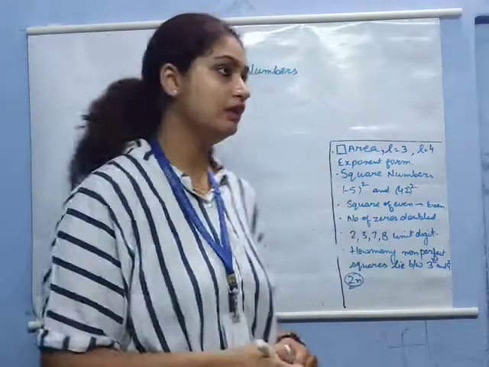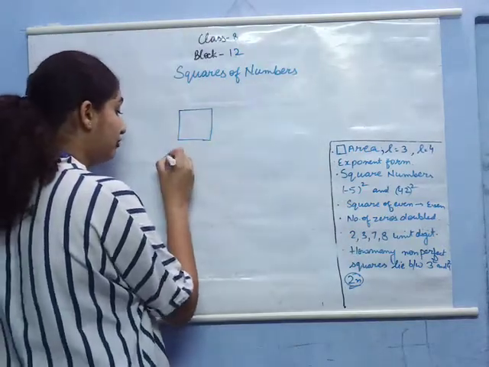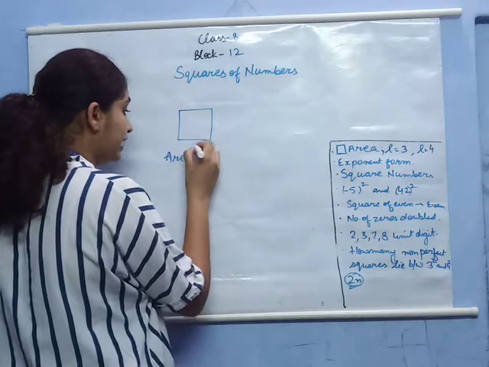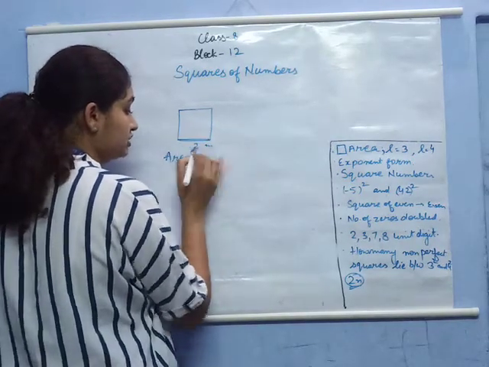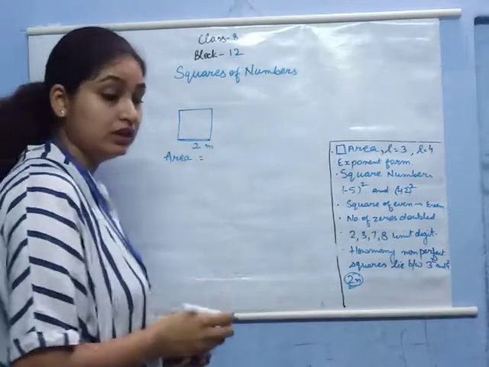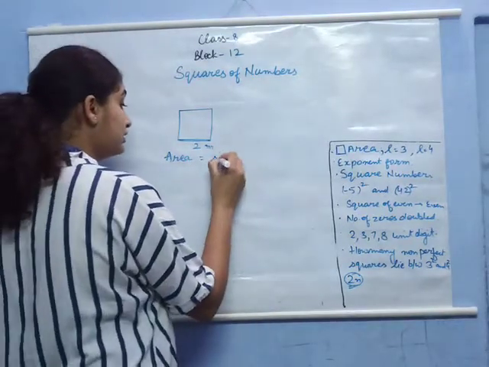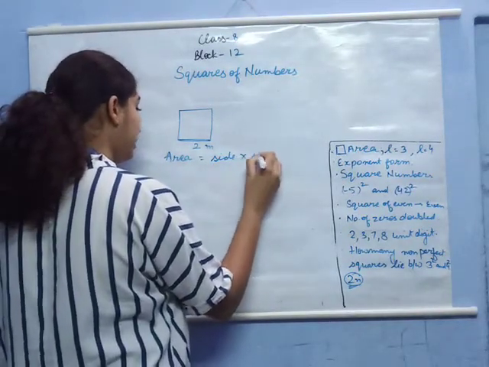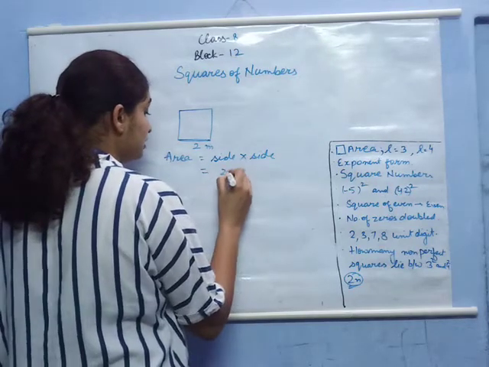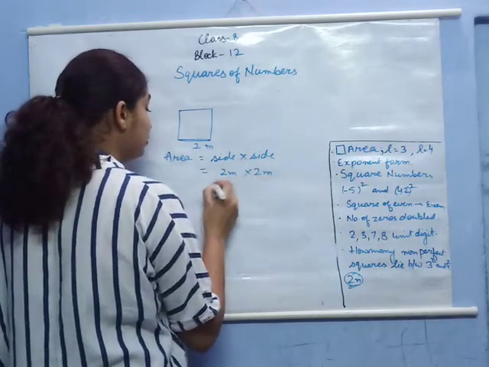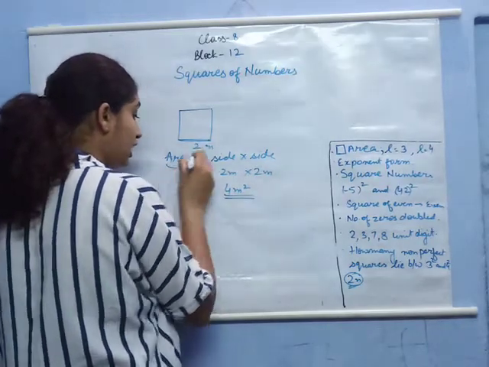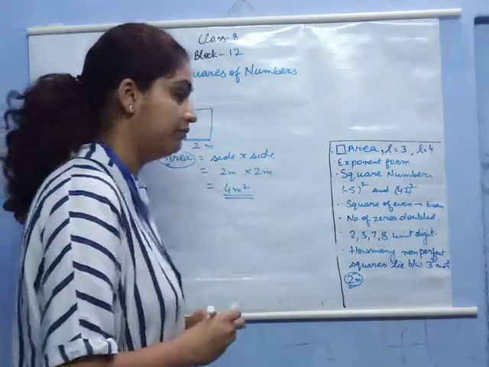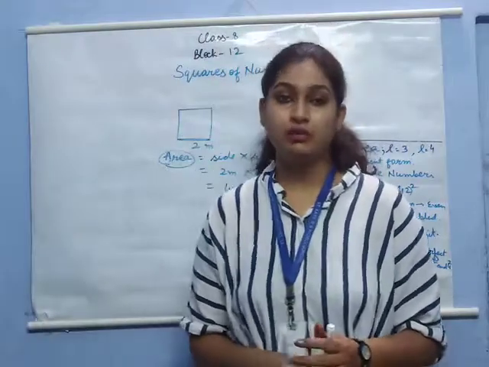If I say, what will be the area of this square if the side is 2 meter? The area of the square will be side multiplied by side, that is 2 meter multiplied by 2 meter, 4 meter square. This is the area of a square.